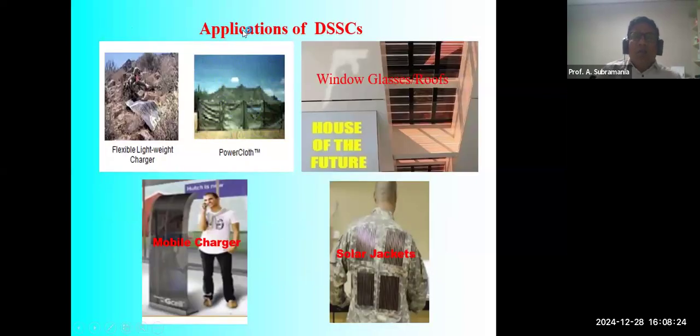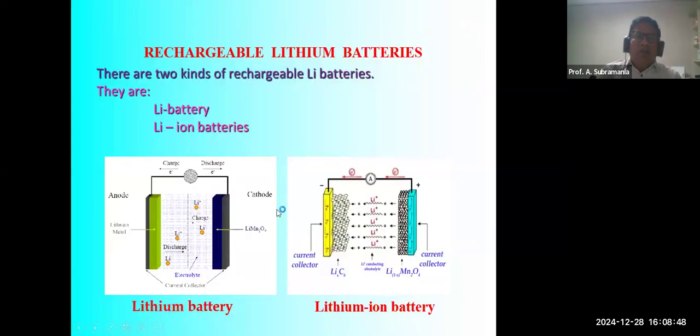So these are some of the applications of dye-sensitized solar cells. We can use them to make flexible lightweight chargers, power cloth, window glasses and roofs that we can easily fabricate to get power, then mobile chargers, then solar jackets.